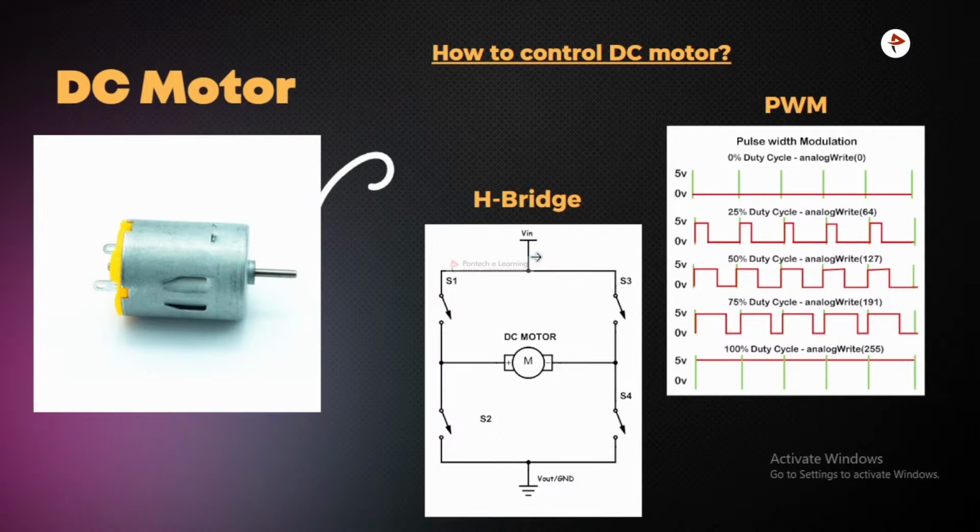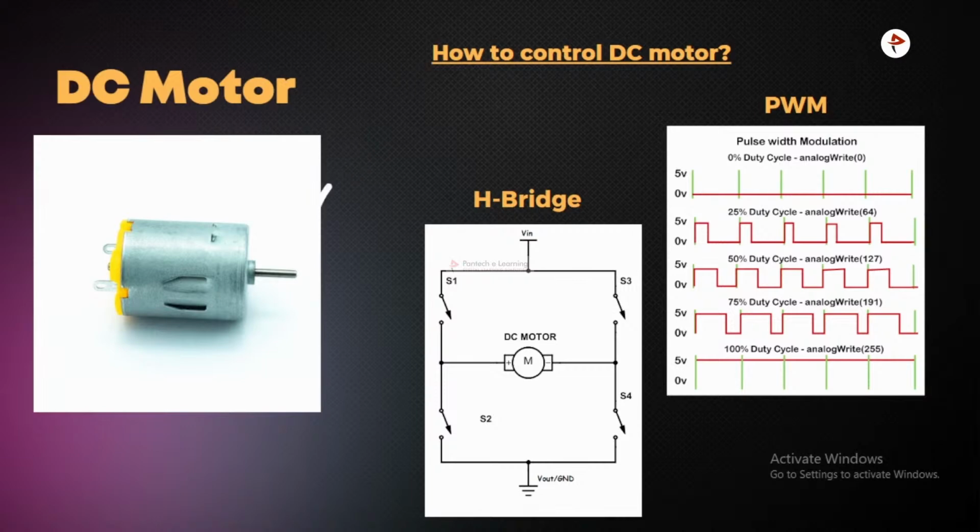So how to control a DC motor? To have complete control over a DC motor, we have to control its speed and rotation direction. This can be achieved by combining two techniques. One is pulse width modulation to control the speed and another one is H-bridge to control the rotation direction. So first, pulse width modulation to control the speed. We have already seen pulse width modulation in the last session, right?